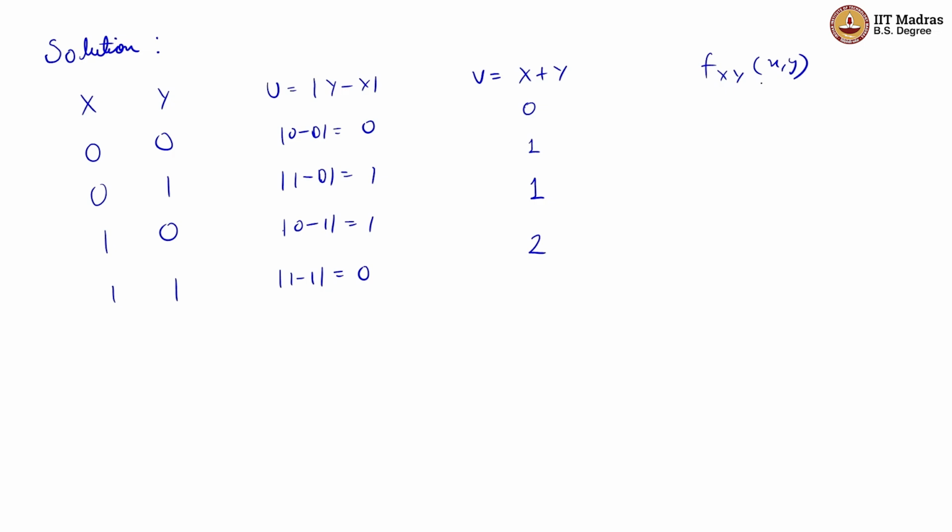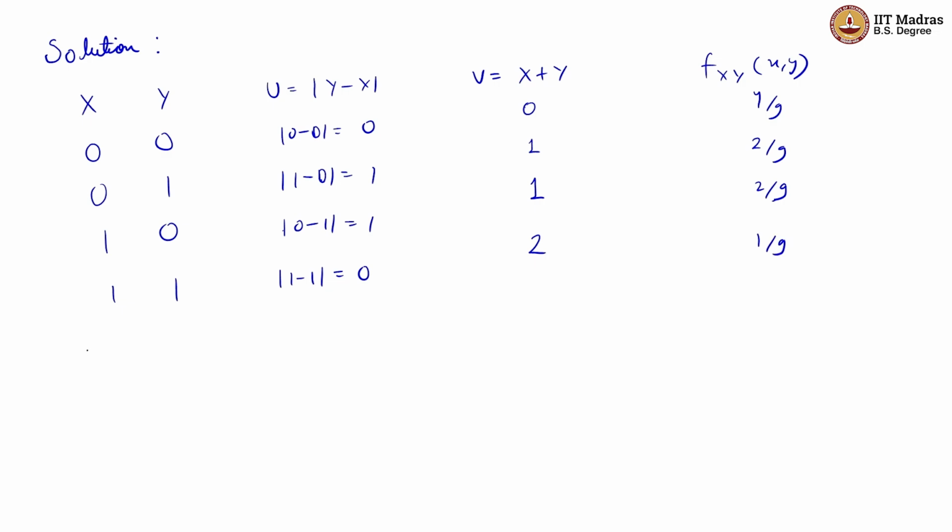And now finding the joint probability of all x, y pairs. The joint probability of all x, y pairs can be written as the product of marginals because both x and y are independent. So the probability that x is equal to 0 and y is equal to 0 will be equal to 4 by 9. The probability that x is equal to 0, y is equal to 1 is 2 by 9. The probability x is equal to 1, y is equal to 0 is also 2 by 9. And the probability x is equal to 1, y is equal to 1 is 1 by 9.